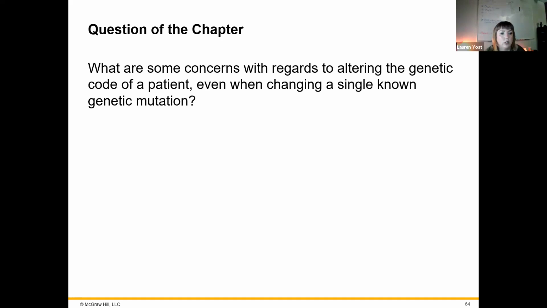So, all right, this is the end of this chapter. What are some concerns with regard to altering the genetic code of a patient, even when changing a single known genetic mutation? Think about that and what the concerns would be.